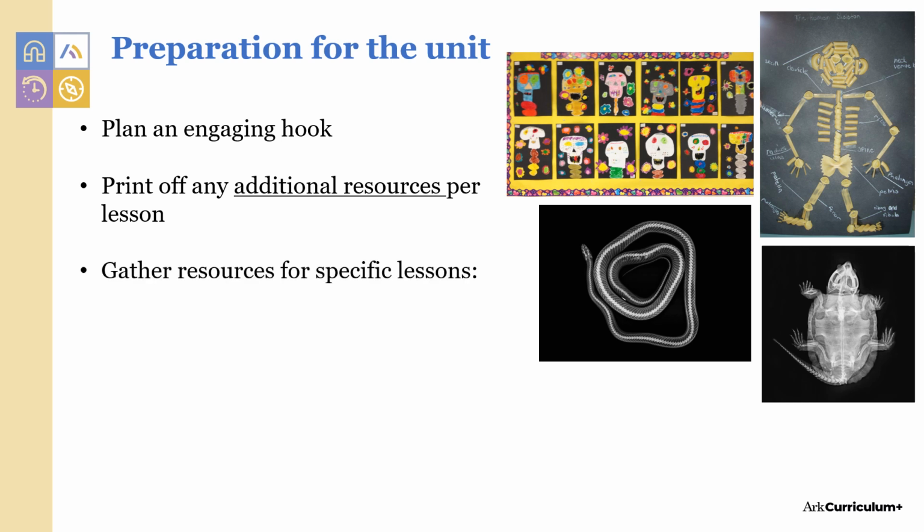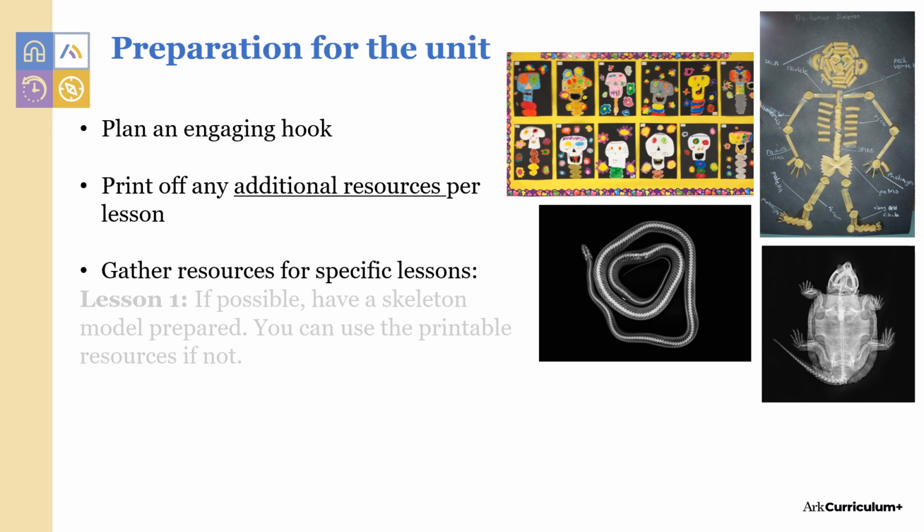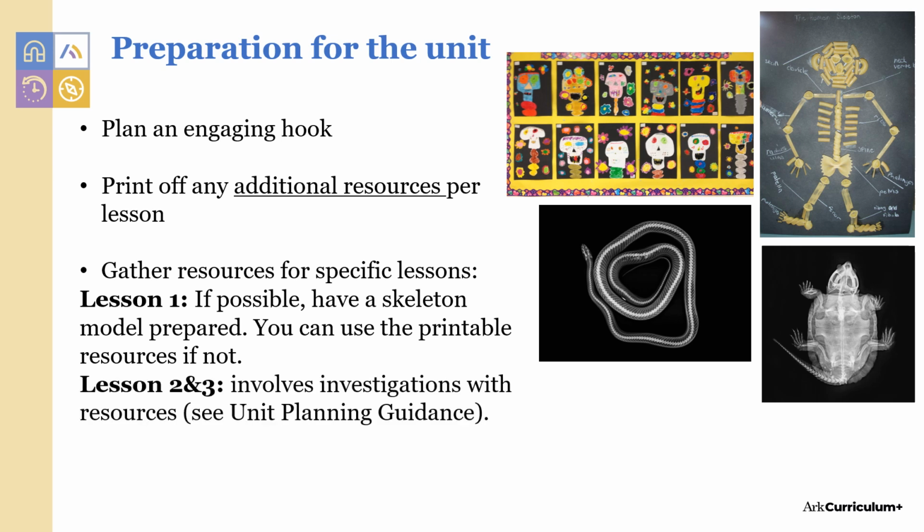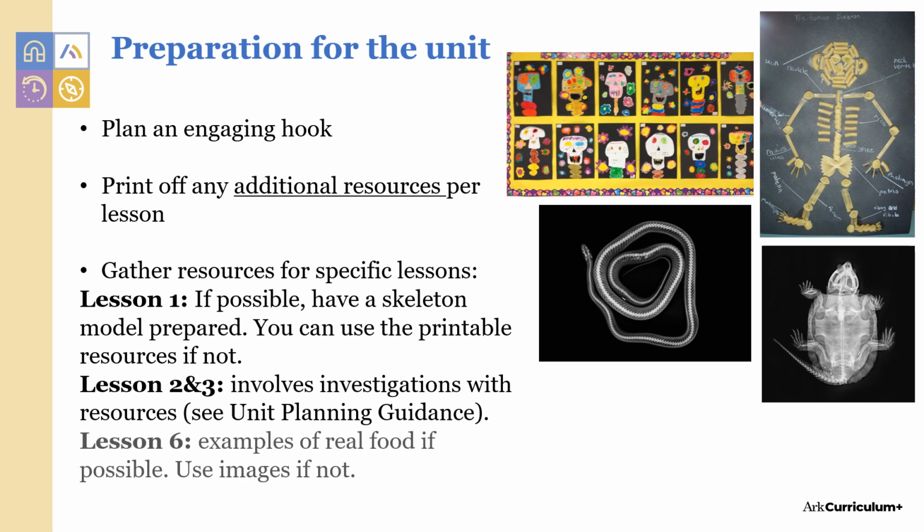And you may need to gather resources for specific lessons. For example, lesson 1, if possible, have a skeleton model prepared. If not, you can use the printable resources. Lesson 2 and 3 involve investigations with resources, so just check the planning guidance for what those resources are. And lesson 6 asks for examples of real food if possible, but again, we provide images if not.